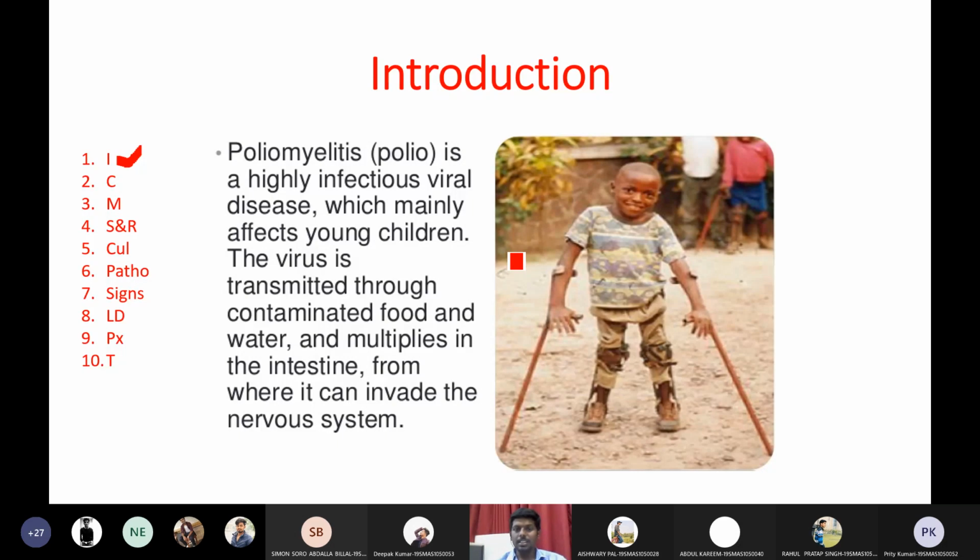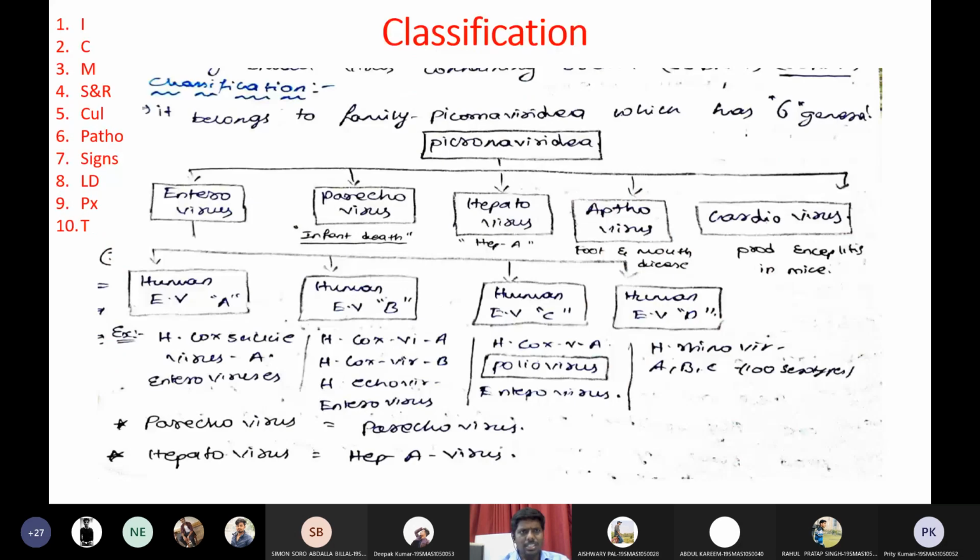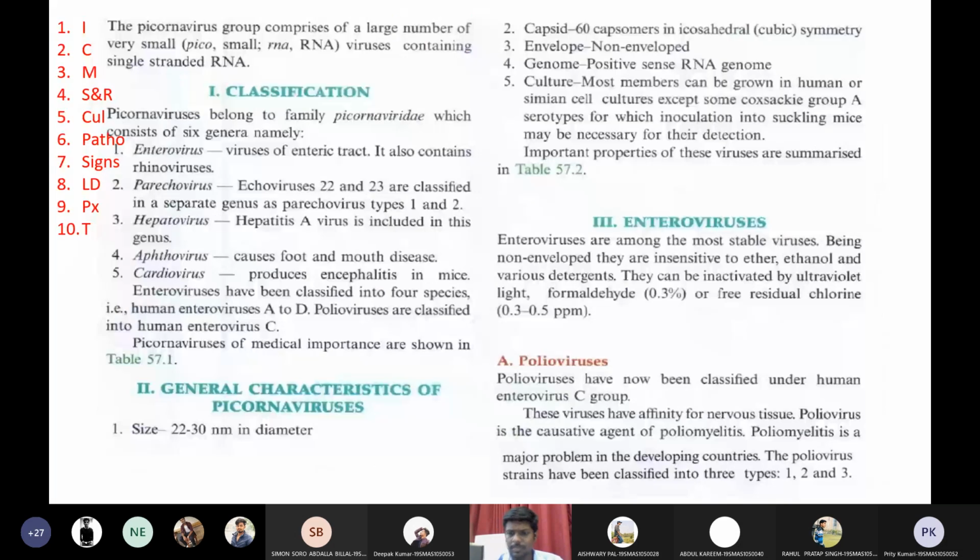So this is the basic introduction. Poliovirus is highly infectious, transmitted through contaminated food, and usually affects young children. Also, I think I didn't give here the meaning of poliomyelitis. Poliomyelitis means inflammation of the spinal cord.